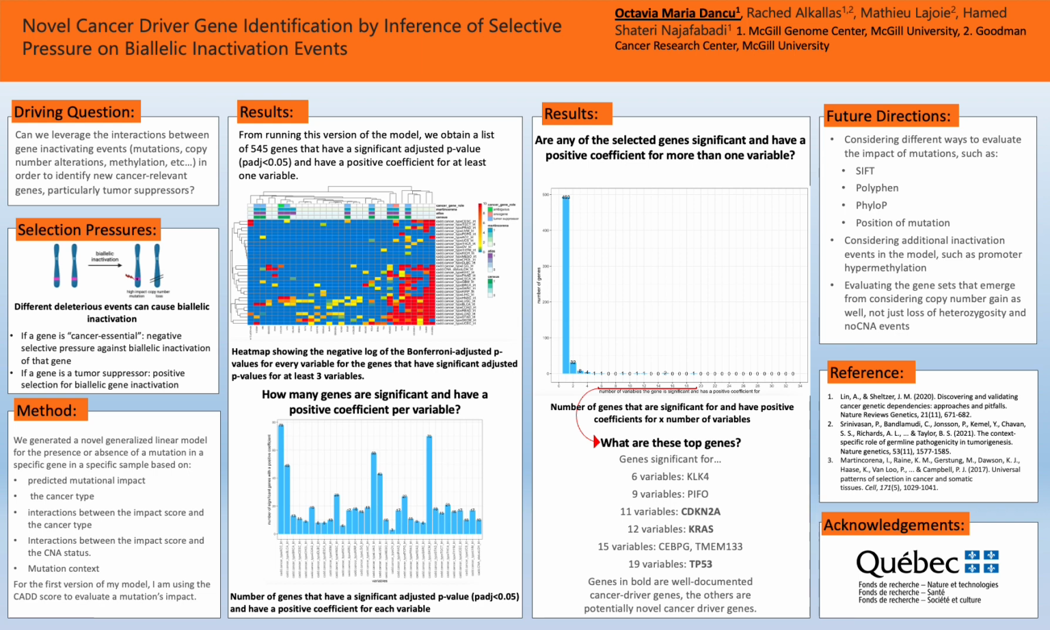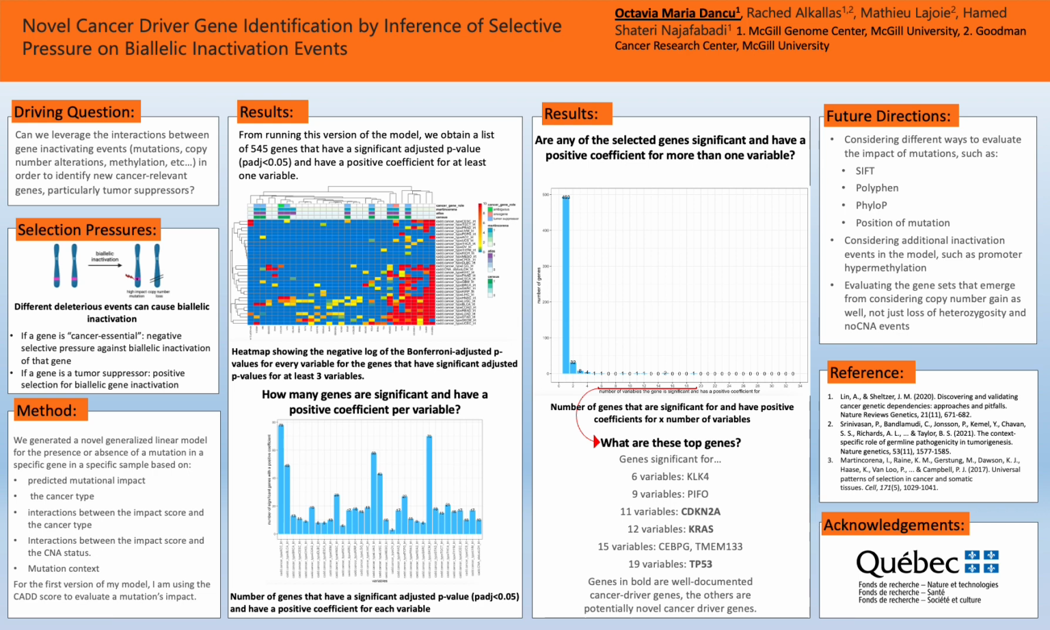The proposed principle driving this project is that if a gene is cancer essential, or essential for the survival and/or proliferation of the cancer, there is a negative selection pressure against biallelic inactivation of that gene. Conversely, if a gene is a tumor suppressor, that gene's inactivation would be beneficial for the cancer cell. Hence, the co-occurrence of deleterious events like damaging mutations and LOHs, or loss of heterozygosity, is more likely, thus representing a positive selection for biallelic gene inactivation.